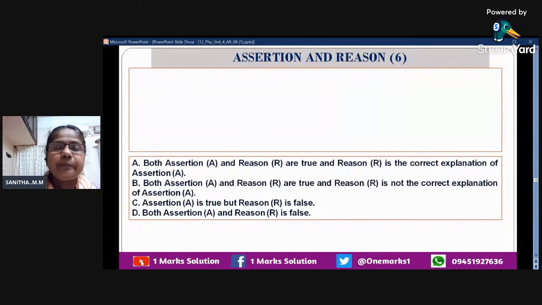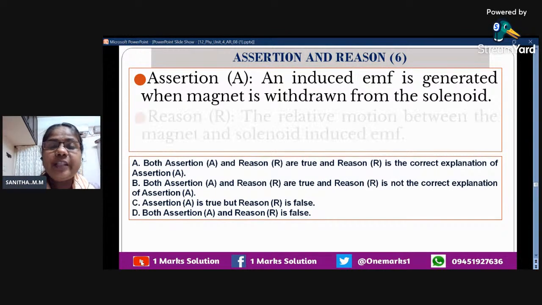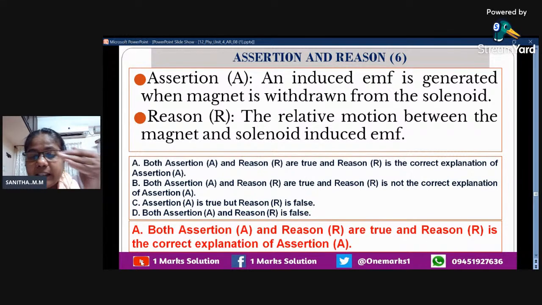Let us move on to the next one. An induced EMF is generated when a magnet is withdrawn from the solenoid. You should know whether an EMF is generated or not. When the magnet is not moved, there is no change in magnetic field, so there is no induced EMF. But when it is moving, a change in magnetic field will be there and EMF will be generated. So you should be very careful. The basic thing is, whenever there is a change in magnetic field, either by the movement of the magnet or the change in current, an EMF is induced.